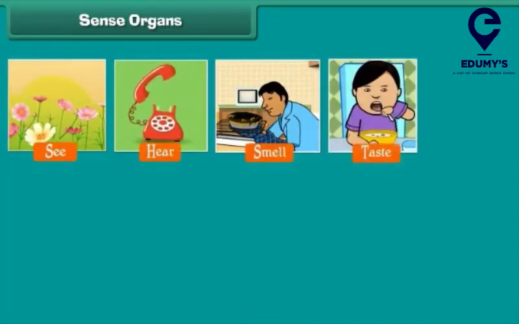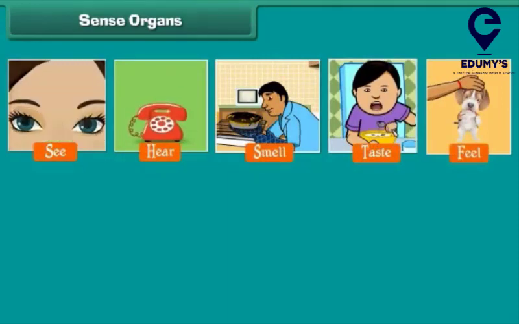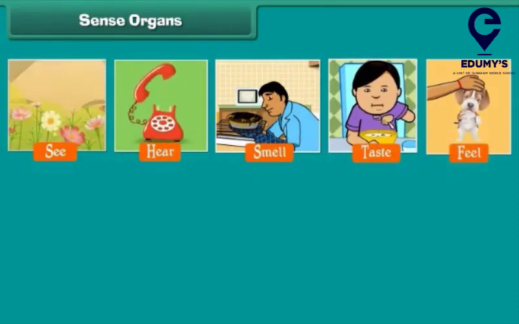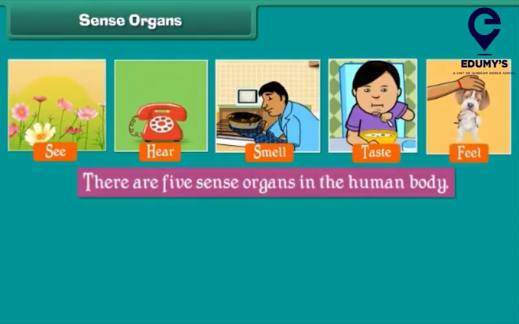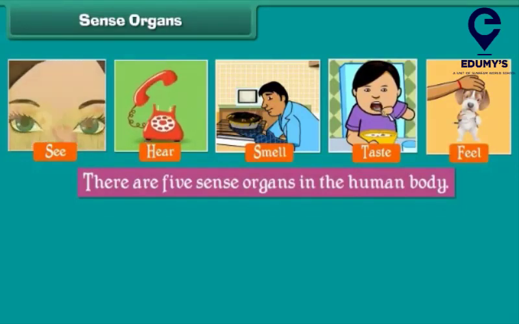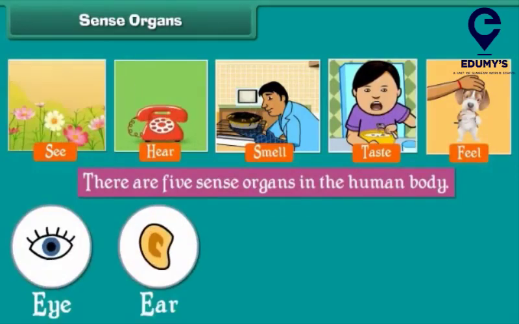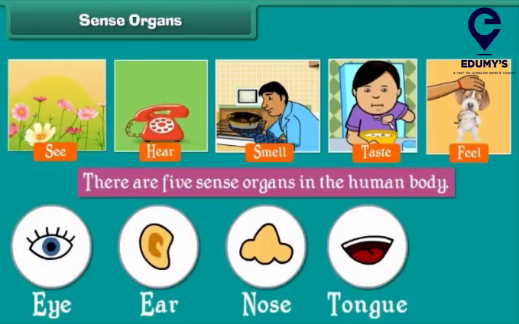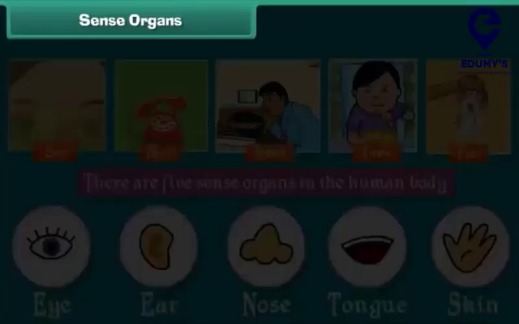Sense organs. The organs that help us to see, hear, smell, taste and feel are called sense organs. There are 5 sense organs in the human body. They are eyes, ears, nose, tongue and skin.